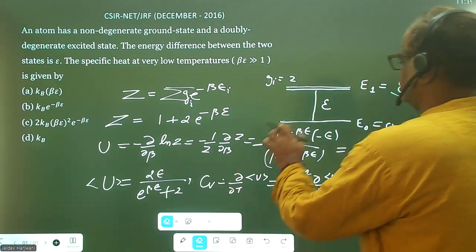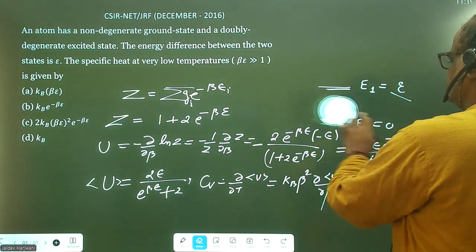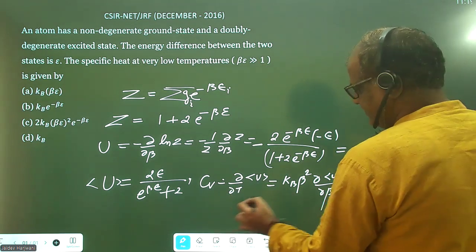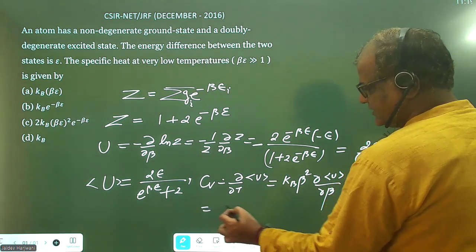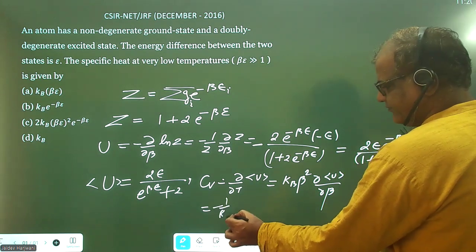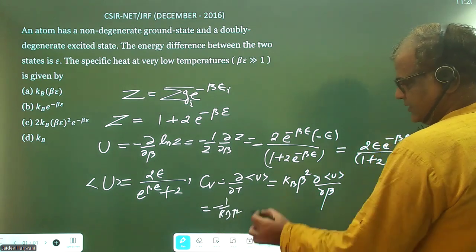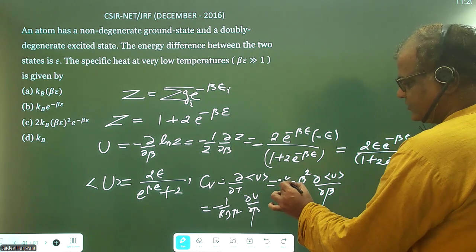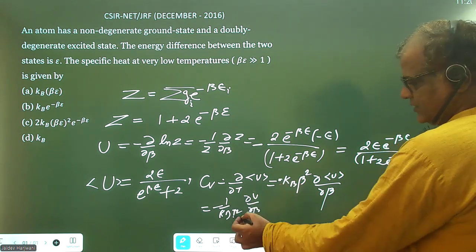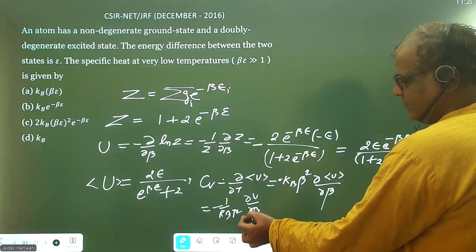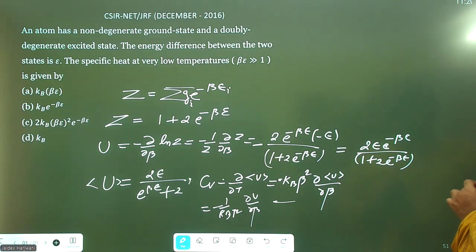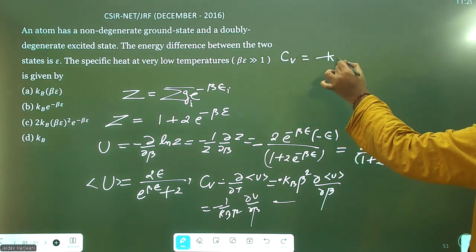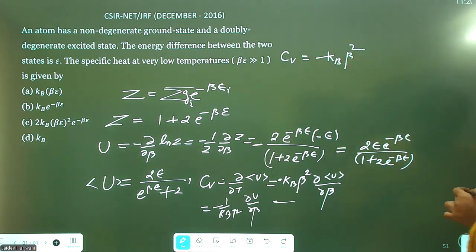So now you can write it this way, because C_V can also be written as del U by del T, and del beta upon del T is minus 1 upon k_B T square, so a minus should come, and if you multiply by k_B it becomes beta square. So this is the expression for C_V, and now C_V is minus k_B beta square del U upon del beta.